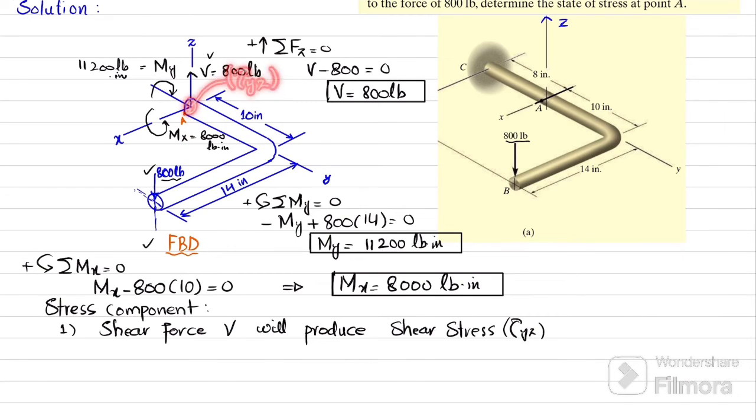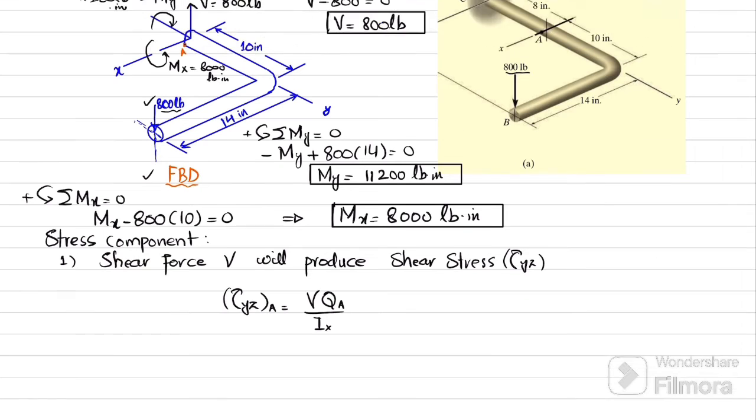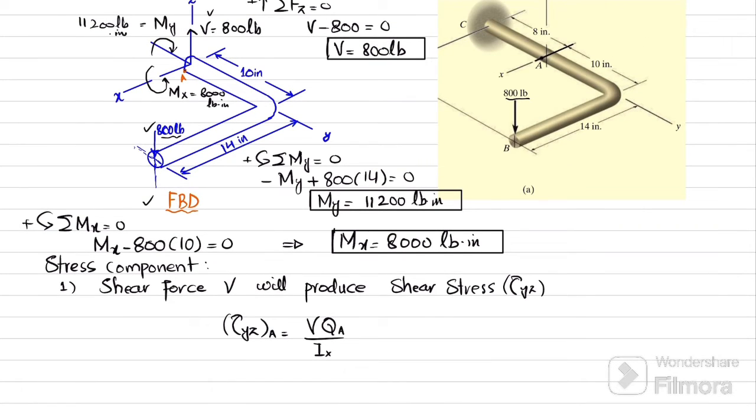Okay, so we'll find this tau of yz. Since we are finding it at point A, tau of yz is equal to V into Qa divided by Ix, the moment of inertia about the x-axis. This shear stress is VQ divided by I into thickness t. Okay, now what is the V force? You can see V is 800 pound. Clear? And what is Qa?